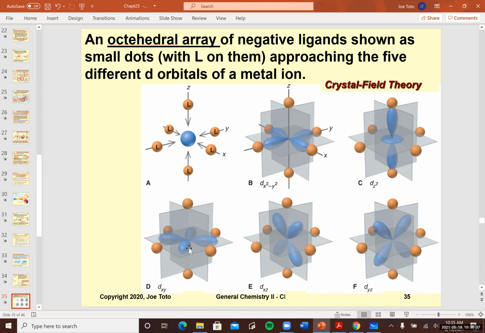orbitals, which have electron density in between the planes of the Cartesian coordinate system. For example, this dxy has electron density in the xy plane, but it's not axial. It's in between those axes. See how the lobes are in between the axes? And the same thing here. They're off-axial electron densities for the xz and off-axial for the yz. Any questions on those pictures?